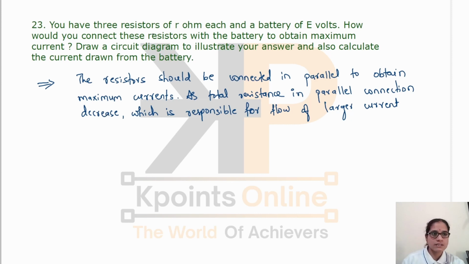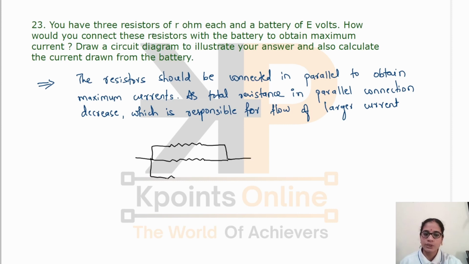Let us draw the circuit diagram for this. They have given 3 resistors of R ohm each and a battery of E volts are connected in the circuit. So let us draw it. As we are connecting these resistors in parallel, we are showing in this way.